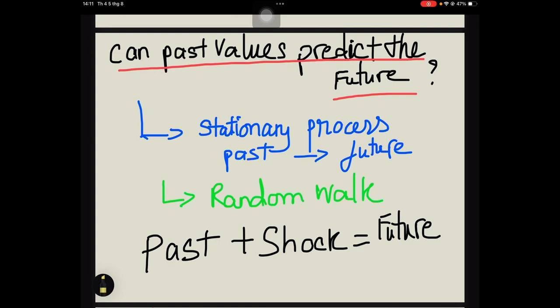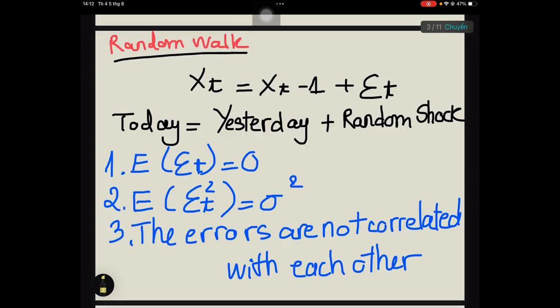A random walk is a process where the current value equals the previous value plus a random, unpredictable change. The important insight is that the best forecast of tomorrow may simply be today's value. The simplest random walk is written as x_t equals x_(t-1) plus epsilon_t. Let's break this down. Today's value equals yesterday's value plus a random error term. That error term represents everything unexpected: news announcements, economic surprises, investor sentiment, political events, anything that cannot be predicted beforehand.